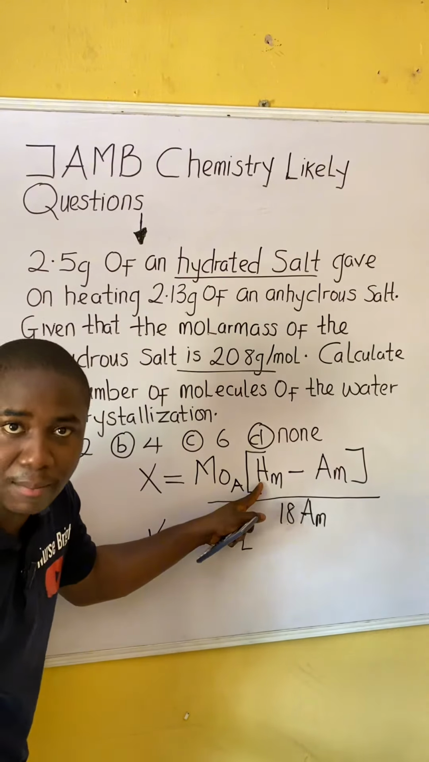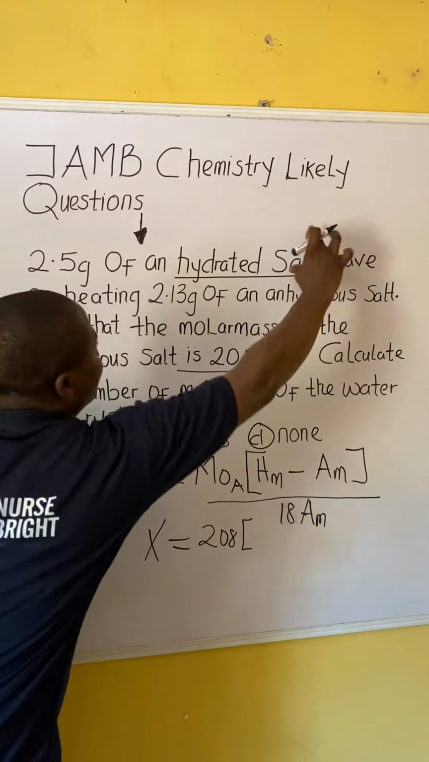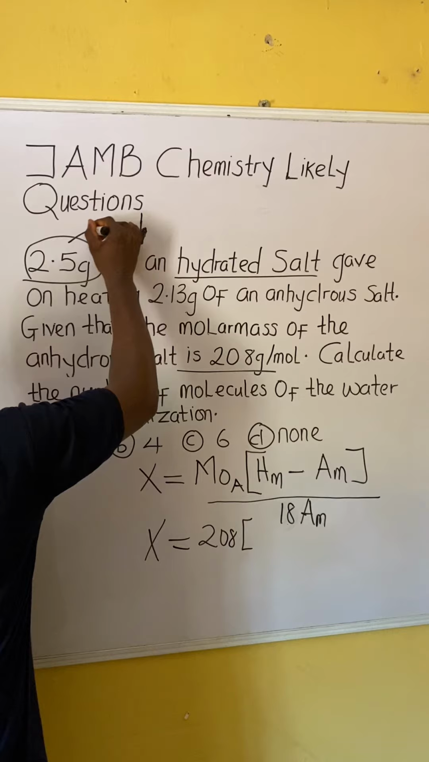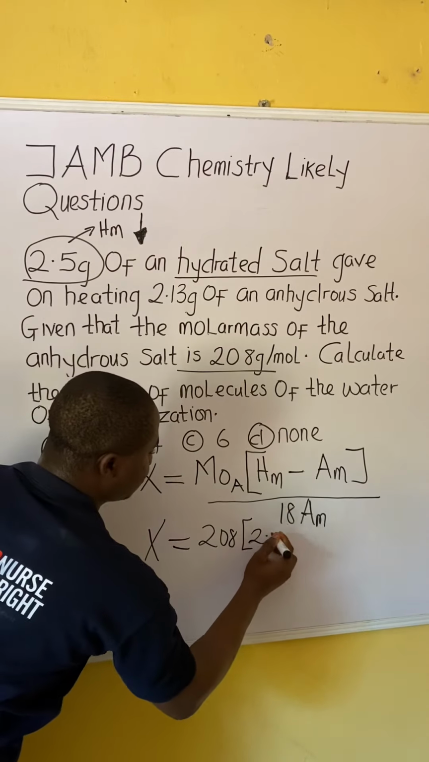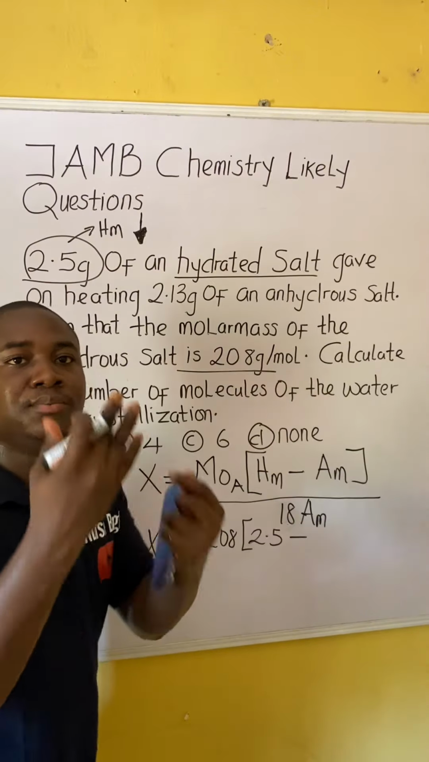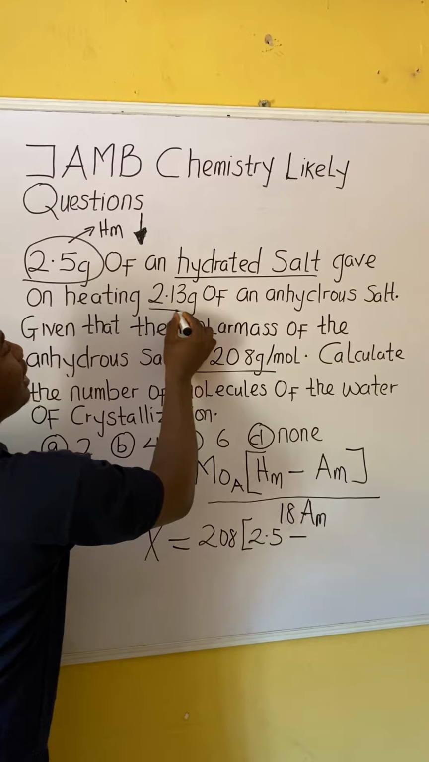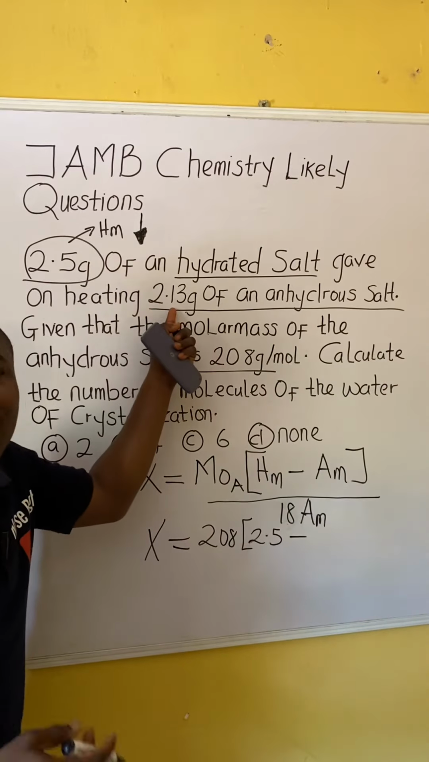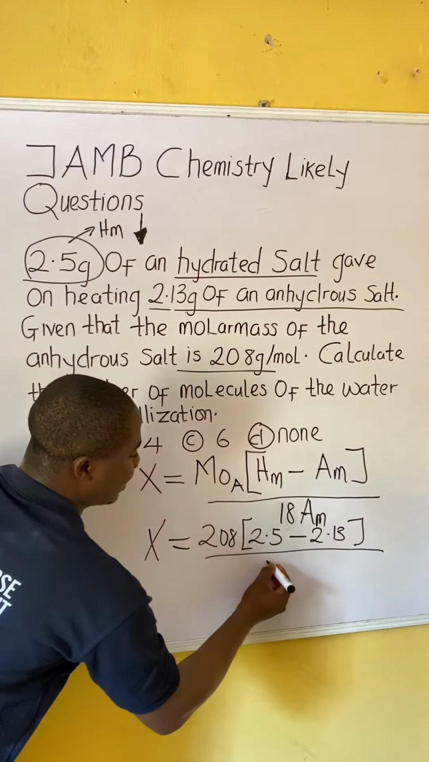What is HM? HM is the mass of hydrated salt, all right? 2.5 grams of hydrated salt. So this is the mass of the hydrated salt, all right? I believe you are following me, which is 2.5 grams, minus AM, the mass of anhydrous salt, all right? They gave us 2.13 grams of anhydrous salt. So this is the mass of the anhydrous salt, all right? 2.13. Close the bracket, all divided by 18.